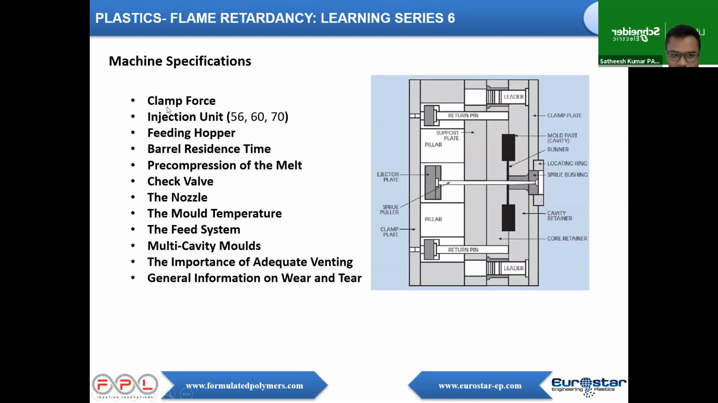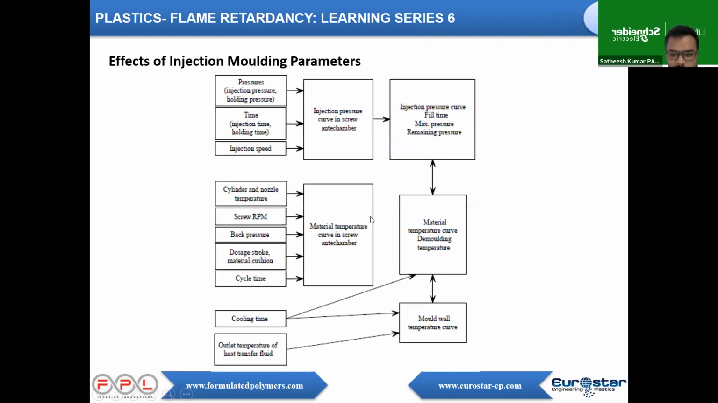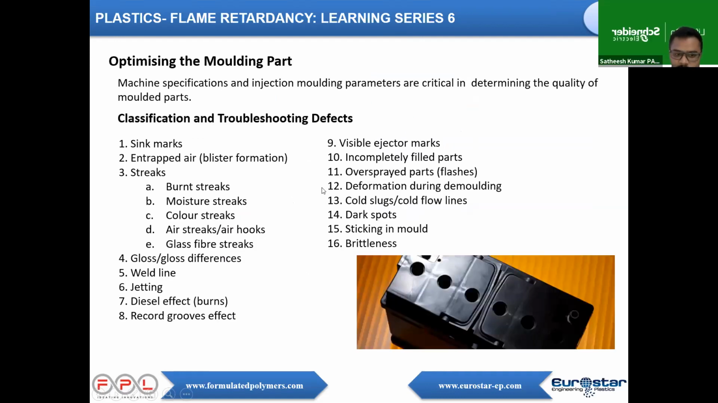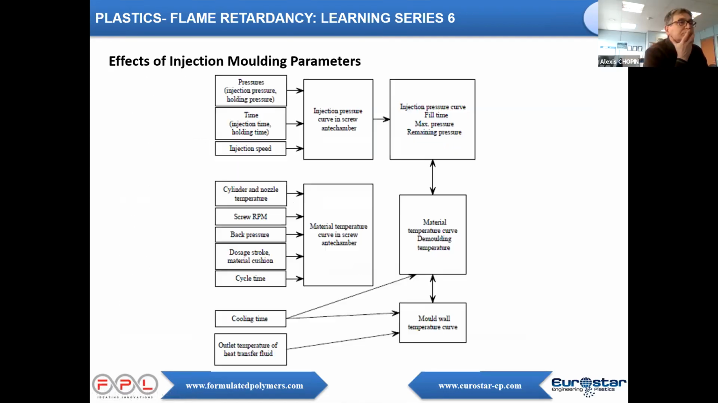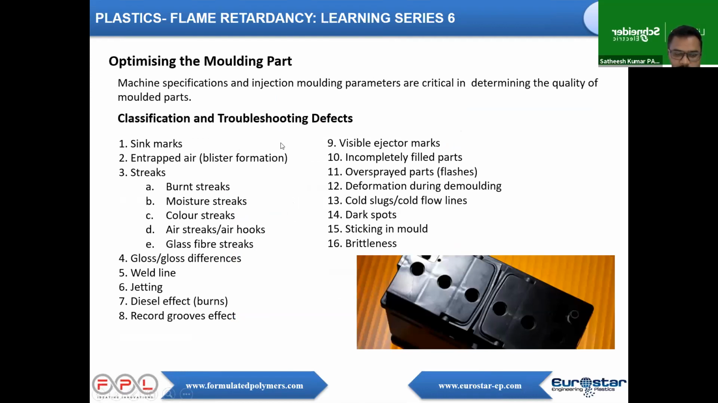Yeah, because even the different things we listed are not exactly concerned with the machine specification, because we talk about the feed system or multi-cavity mold or the importance of adequate venting. So there are different points. I think we can remove this, so I'll remove this slide. Yeah, and this slide too. Okay, and then we can straight away start with these two slides, and then start with the different molding defects.